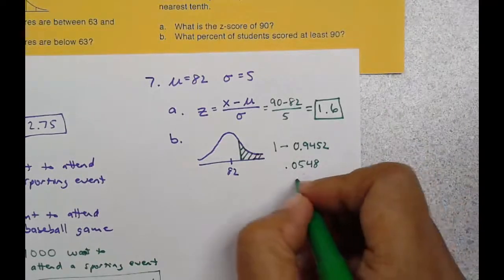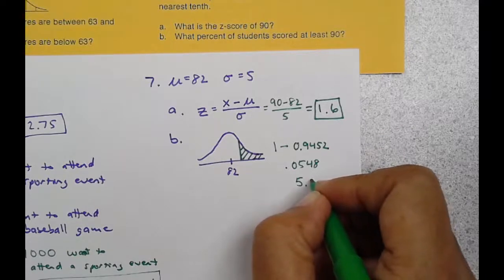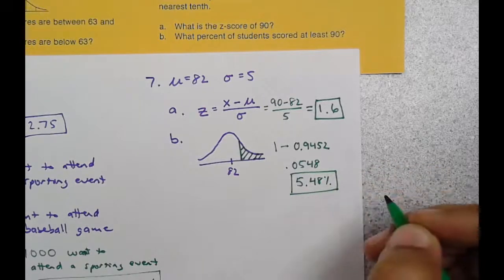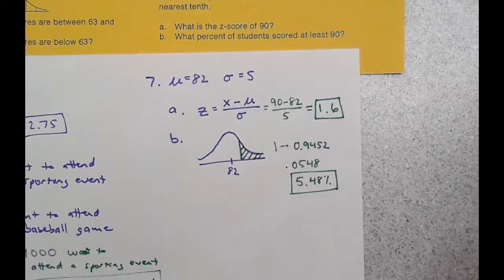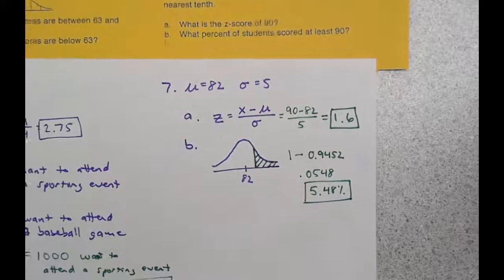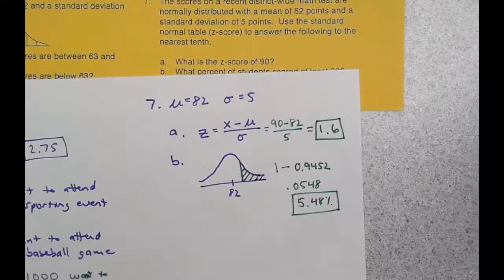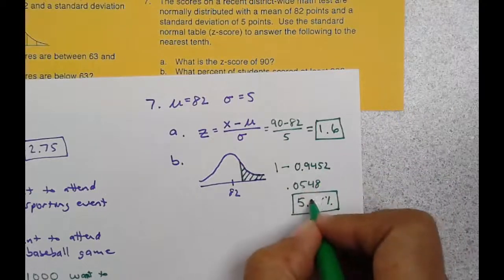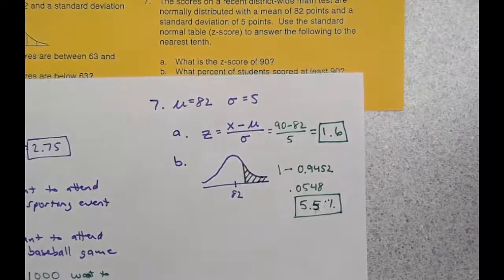So that percent should be 5.48, or I believe that the answer is to the nearest tenth here. So I'm going to go ahead and change that. I didn't read that part, sorry. It's right here. Answer to the nearest tenth. So I'm going to change that 5.48 to be a 5.5. Okay, so it's a 5.5 because we're rounding to the nearest tenth.